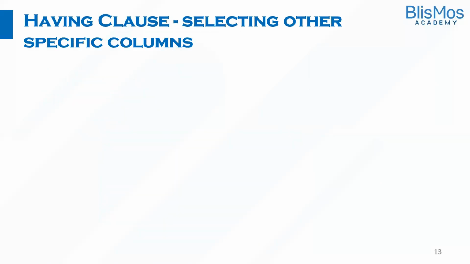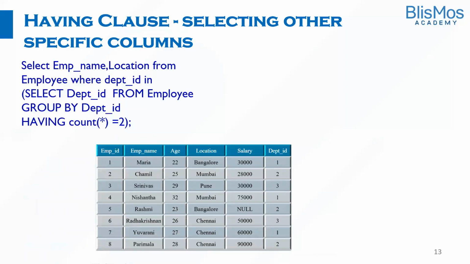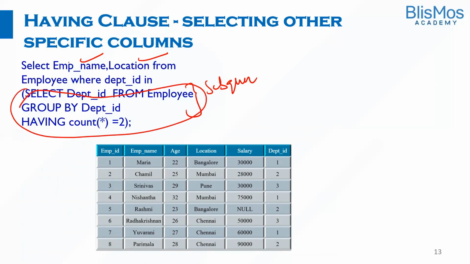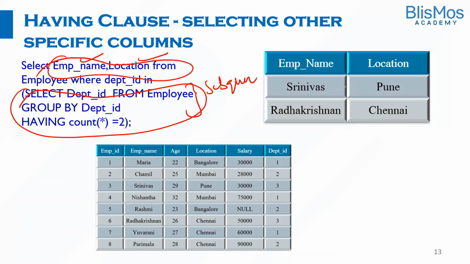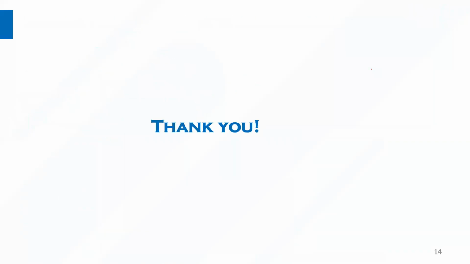We can also use the HAVING clause to select other columns. In this case, if you see, I'm saying SELECT employee name, location FROM employee. We are specifying this HAVING clause as a part of the subquery. So here I'm saying SELECT department ID FROM employee GROUP BY department ID HAVING COUNT(*). So based on these, we'll select these two columns. So the answer would be Srinivas, Pune, Radhakrishnan, Chennai. Excellent. We understood how the HAVING clause works as a part of the conceptual class.